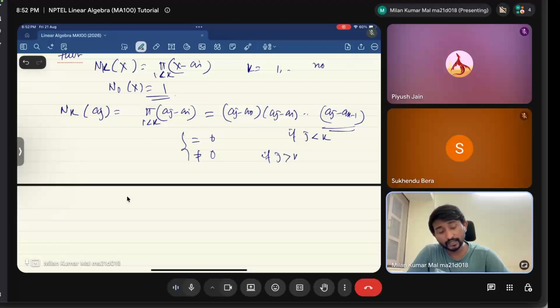If j is strictly greater than k, then it is not equal to 0, because if j is strictly greater than k, then none of the a naught to a k minus 1 can be equal to aj. Okay, now the point is that I have to prove the linear independence. This problem is not completely aligned with those previous problems, so let's prove the linear independence. Yeah, this is a big problem.